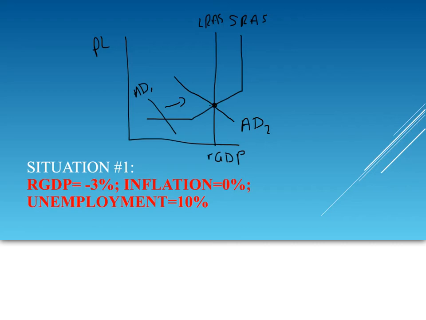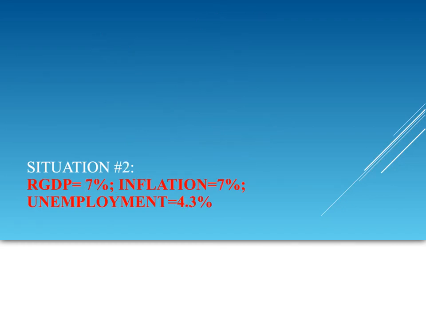So what would happen then, we'd notice that price level would rise from where it was before, and then real GDP would also rise due to the increase in aggregate demand from an expansionary fiscal policy, lowering taxes, increasing government spending. You can probably guess what this situation is going to depict, but real GDP is 7%, inflation is 7%, and unemployment is 4.3%. So hit pause and try to graph the current situation, what type of fiscal policy we're going to use, and then fix the graph.